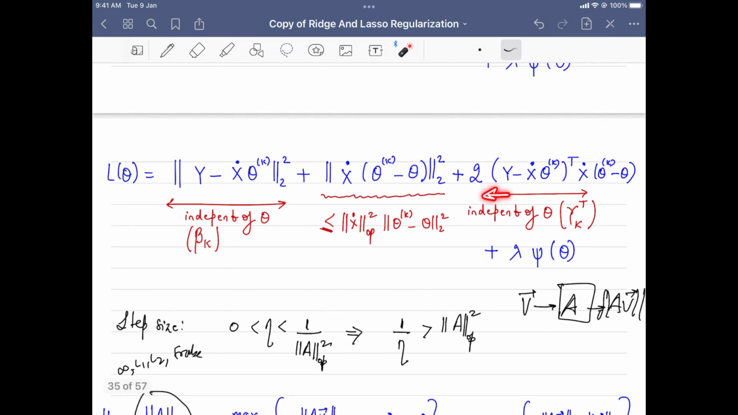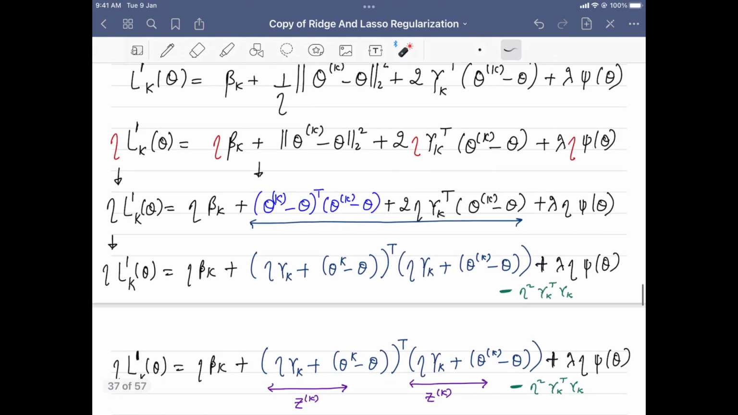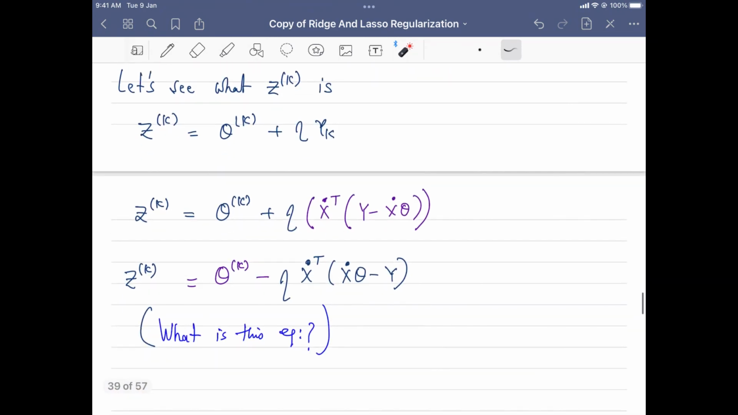You can see here this is actually gamma k transpose. This particular term is gamma k transpose. So if you take the transpose of this complete term, it will be reversed, right? It will be x transpose (y minus x theta k). Because this is gamma k transpose, you have to take the transpose of this term. So once you substitute that value here, you will get this answer. And once you take the minus term out, you will get this.